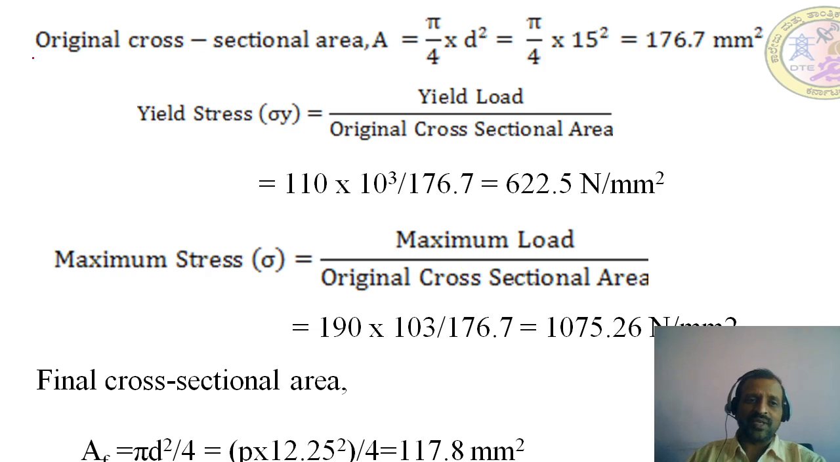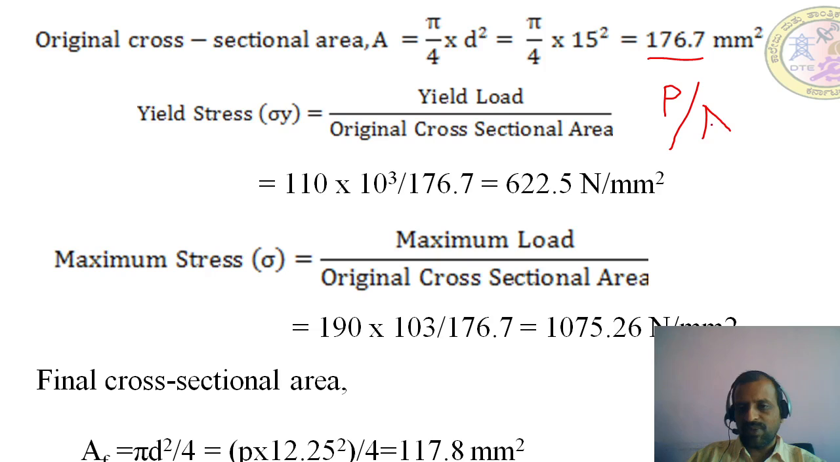Now we'll start solving this. First find out the original cross sectional area. Since the given dimension is diameter d, the area A is equal to pi by 4 into d square, that is pi by 4 into 15 square. After this you will get 176.7 mm square. The yield stress sigma y is equal to yield load by original cross sectional area, the same formula like P by A.